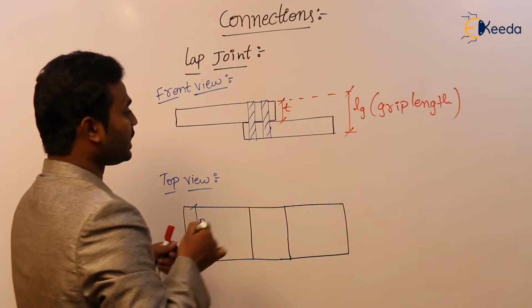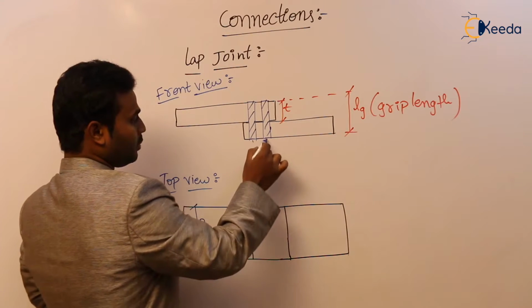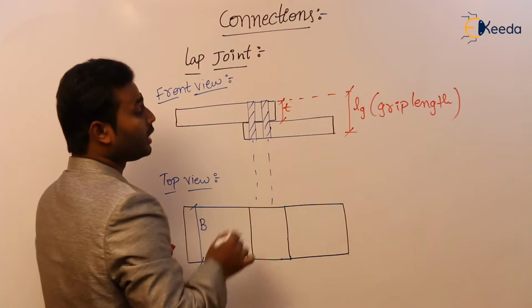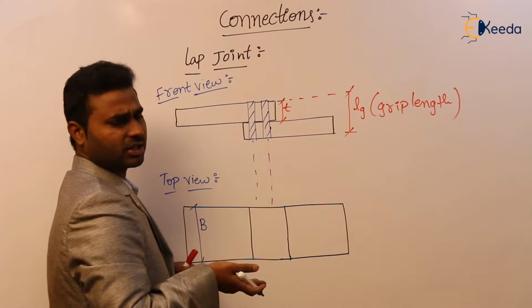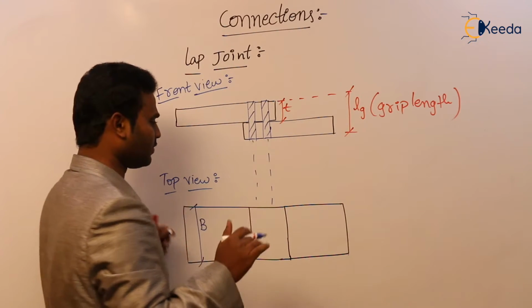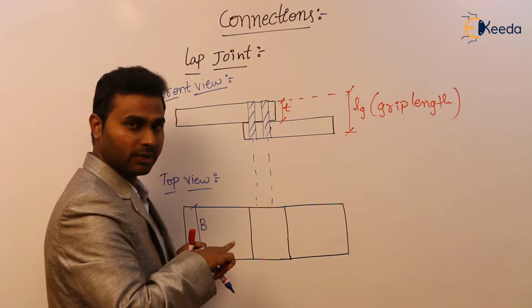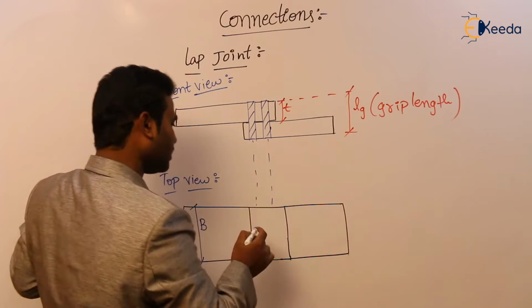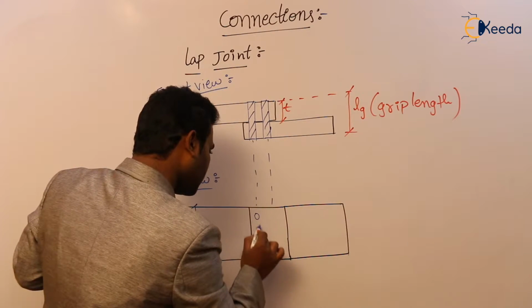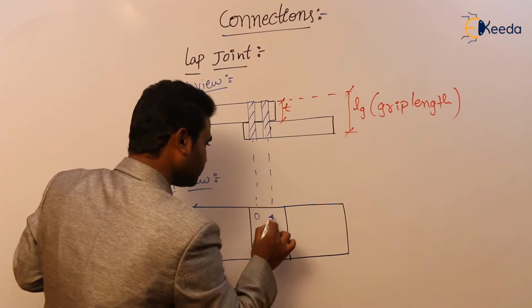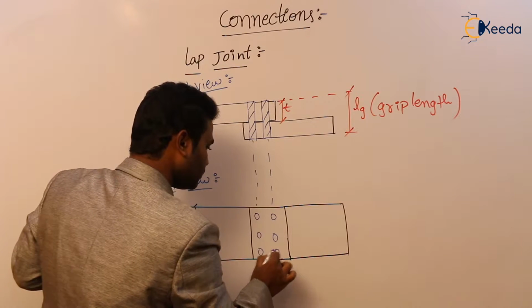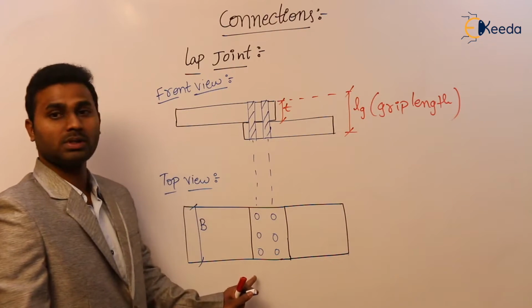So now here, how many lines are there? 2 lines are there. But we don't know in each line how many bolts are present. So assume that this is our assumption. We can provide as many bolts as we wish. Actually, we have to provide according to the load, according to the given conditions. But this is an example. So assume that there exist 3 bolts in each line. So these are the bolts.